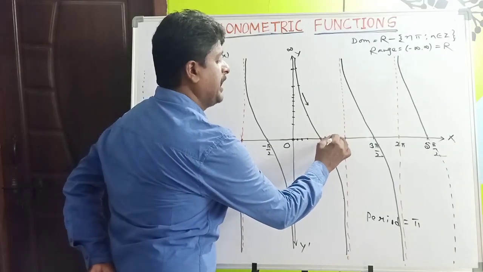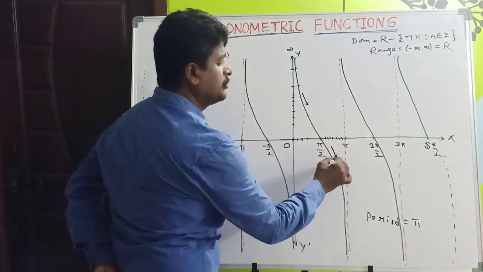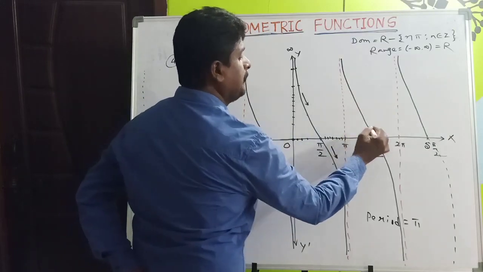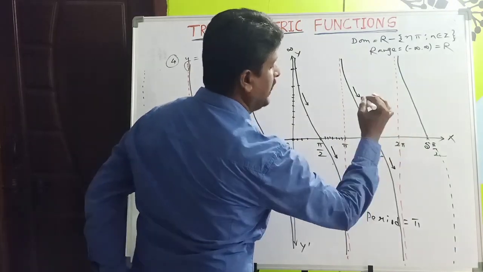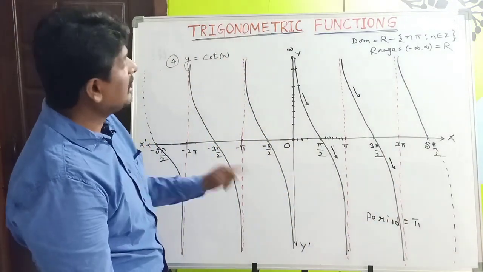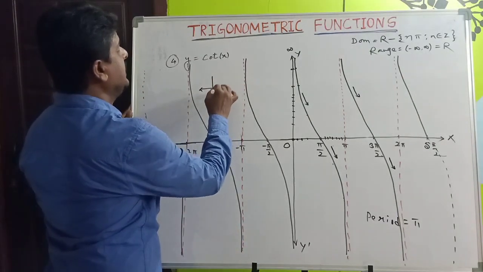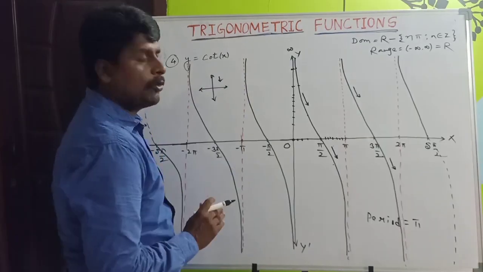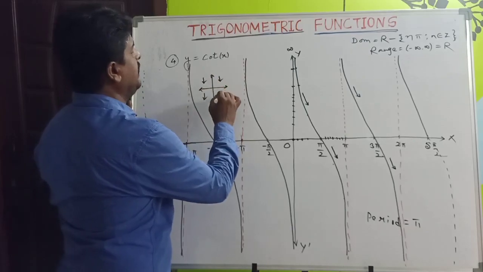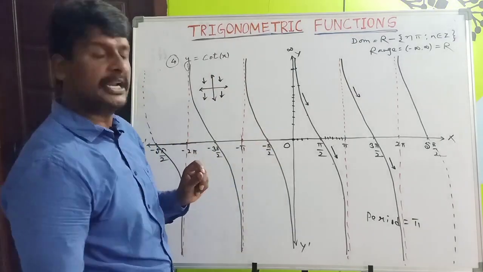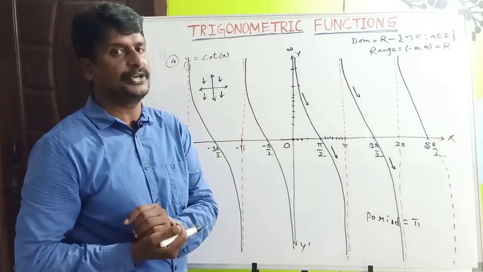In the second quadrant, pi by 2 to pi, as x values are increasing, corresponding y values are decreasing. In the third quadrant, pi to 3 pi by 2, also decreasing. In the fourth quadrant, 3 pi by 2 to 2 pi, also decreasing. So cot x is always a decreasing function in all the quadrants. In the first quadrant decreasing, in the second quadrant, in the third quadrant, as well as in the fourth quadrant. So in all the quadrants, cot x is always a decreasing function.